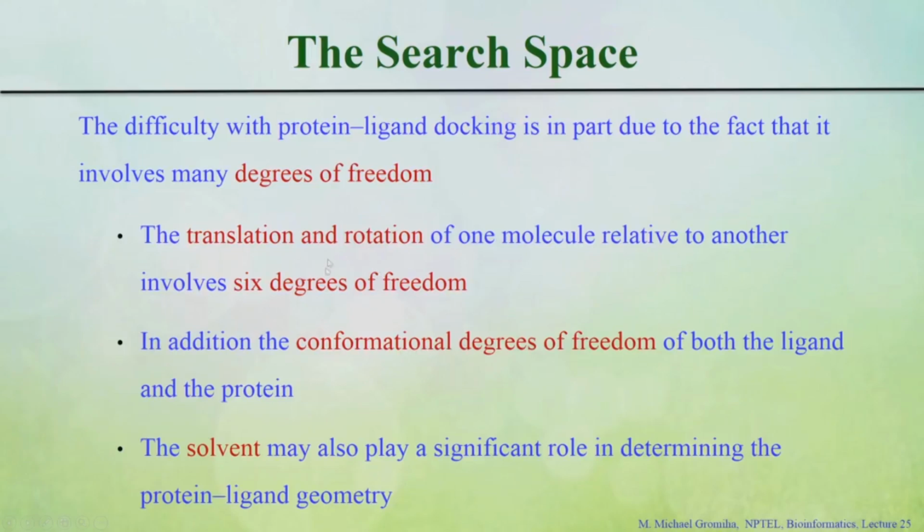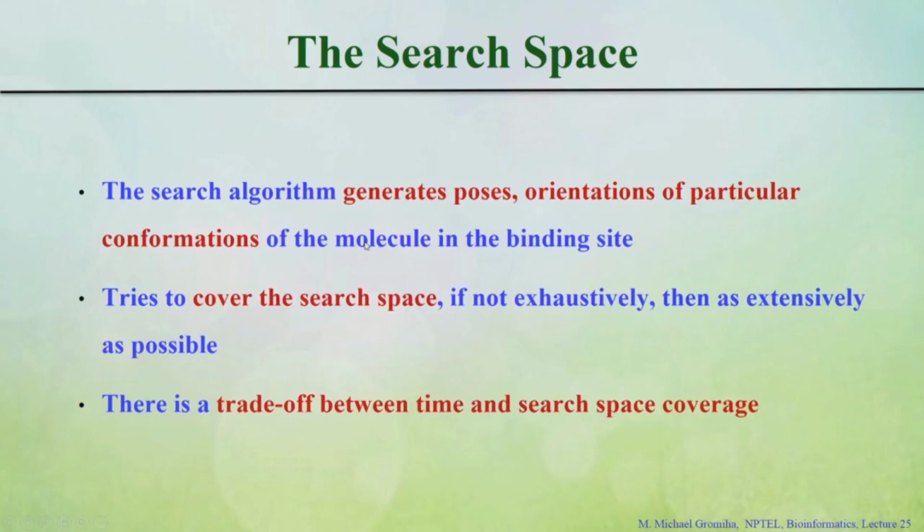Then there are the conformational degrees of freedom, because you have the rotations, you can see conformational changes, and there are several conformational changes depending upon how many places we can have the rotations. Then the solvent may also play a significant role in the protein-ligand geometry. So, in this case we need to have a large search space. We need to derive a search algorithm which generates various poses and different orientations for any particular conformation of a molecule at the binding site. It has to generate various orientations and cover the whole search space.